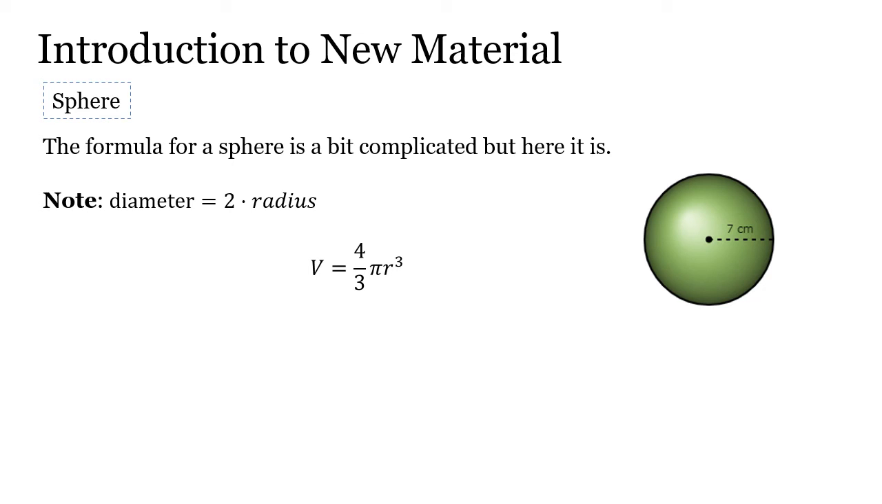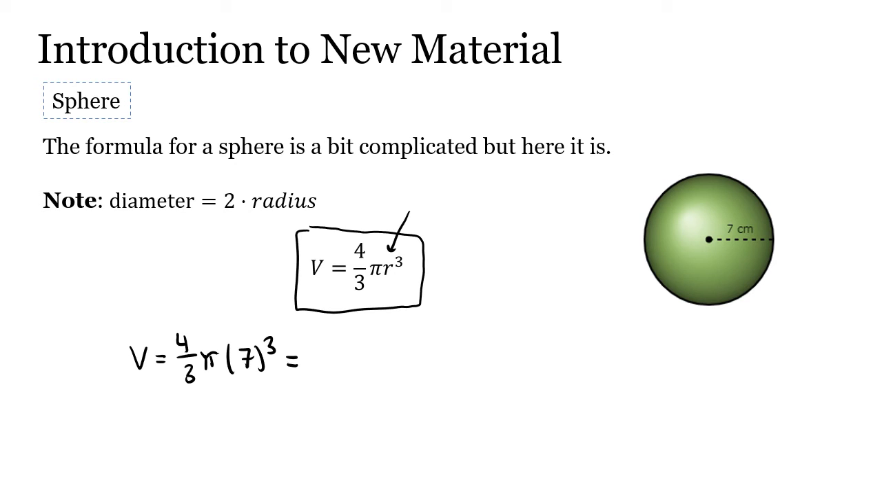Now for a sphere, the volume formula is a bit different. Really the only thing we're interested in is r. So let's fill in this formula. V equals 4/3 pi r cubed. We know r, it's going to be 7. And all that's going to give us 205.15 centimeters cubed. So not too bad.